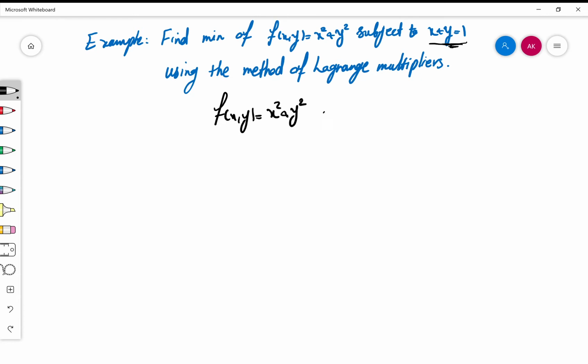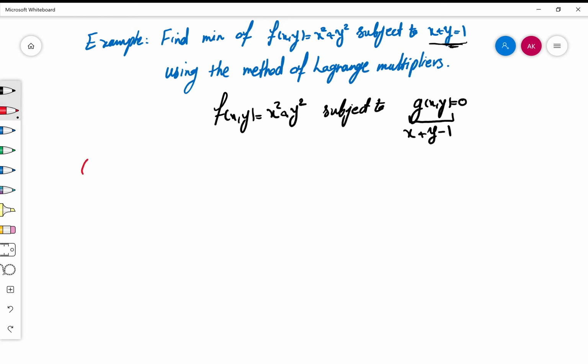The constraint always needs to be written as g of x, y equals 0. It means bring everything to one side and call it g of x, y. In this case, I can bring the 1 to the left, and then g of x, y is equal to x plus y minus 1. Okay, so now we want to form the function.